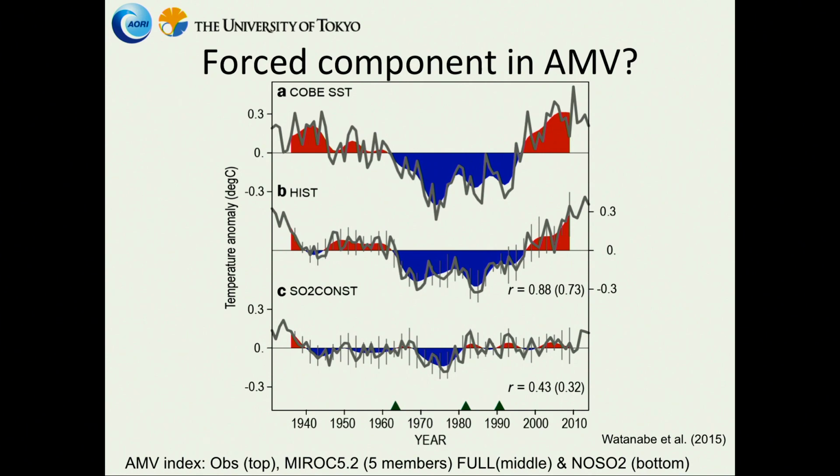But anyway, we are told that AMV is a part of the natural variability, but we wondered whether something is forcing this variability, and we are all aware of the Booth et al.